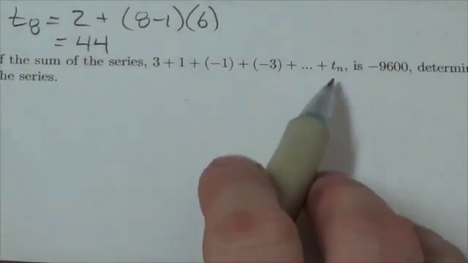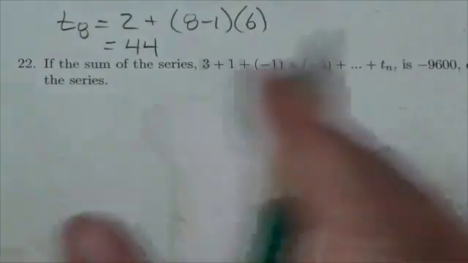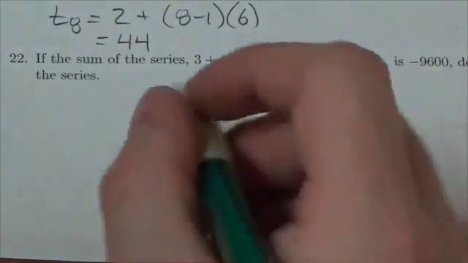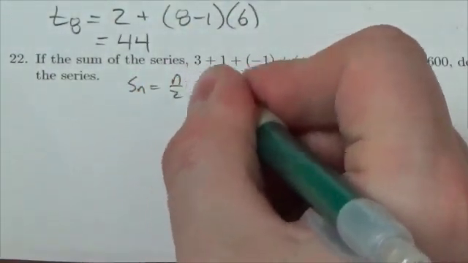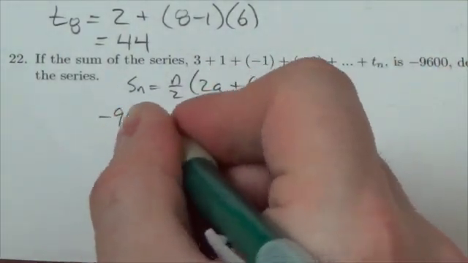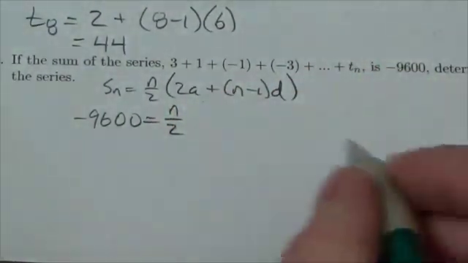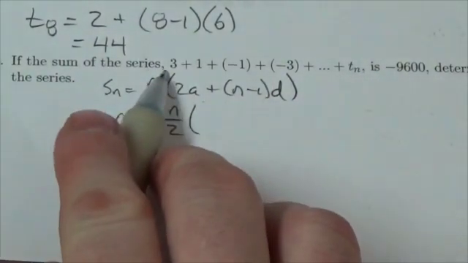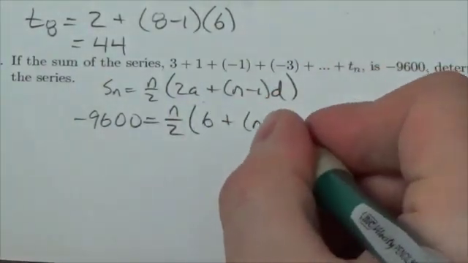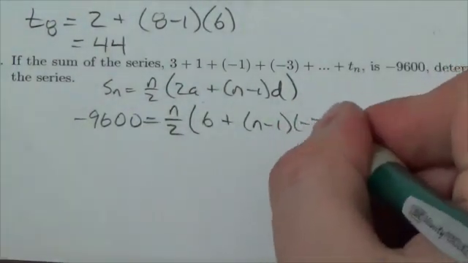Well, we don't know what the last term of the sequence is, but we do know what the sum is. So this would tend to push us towards the summation formula that doesn't require us to know the last term. That is Sn equals n over 2 times (2a plus (n minus 1) times d). Now, we know that the sum is negative 9,600. I don't know how many terms there are, so that's n over 2. I do know that the a value is 3, so 2 times 3 is 6, plus n minus 1 times d, where d, based on what I'm seeing here, is negative 2.